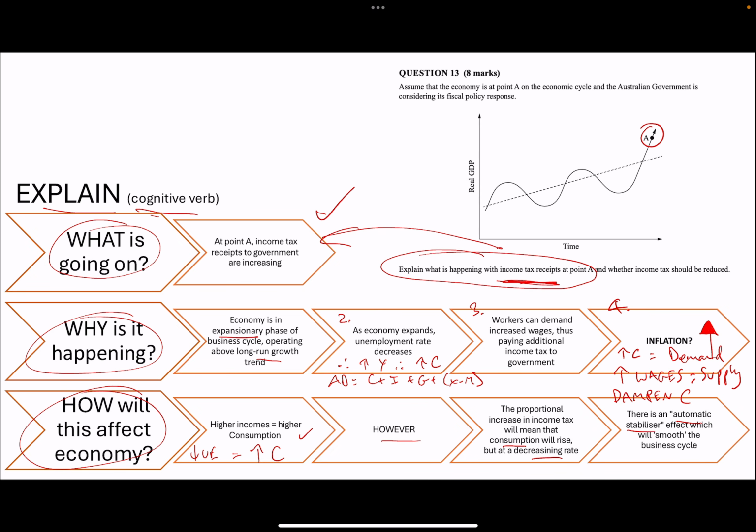So in effect, we'll still see growth, but at some point we'll start to see it head into increasing at a slower rate, and then at some point it will flick the other way and continue to go through its cycle from there. So once again, the first part of the question, what is going on, why is it happening, and how will it affect the economy? That's your explain. If you follow through those steps, you're probably going to hit all the parts of the marking guide. What, why, and how will it affect the economy?